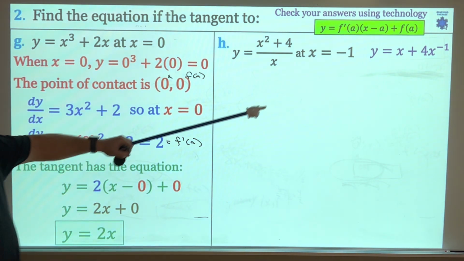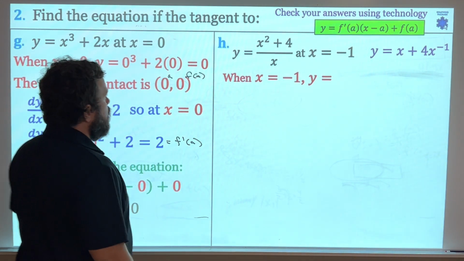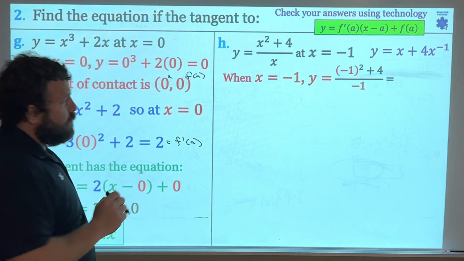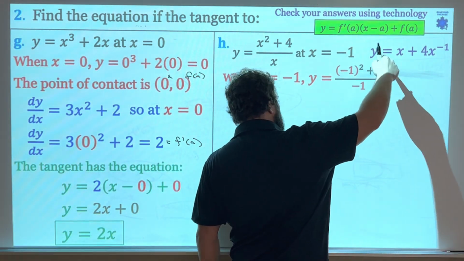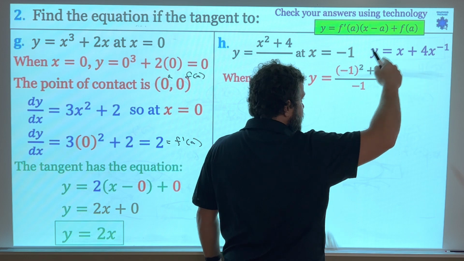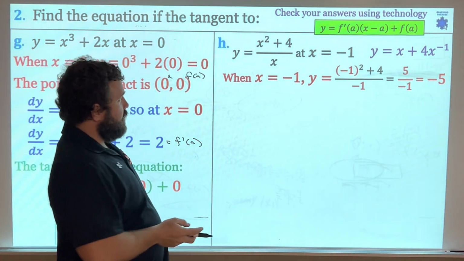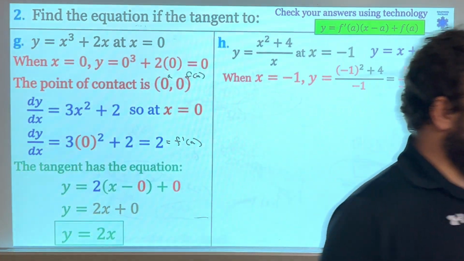But in order to find out what y is, you can just take this negative 1 and plug it in for both these x's. So y is negative 1 squared plus 4 divided by negative 1. Negative 1 squared is 1. 1 plus 4 is 5. 5 divided by negative 1 is negative 5. All right? Point of contact, therefore, is negative 1, negative 5.